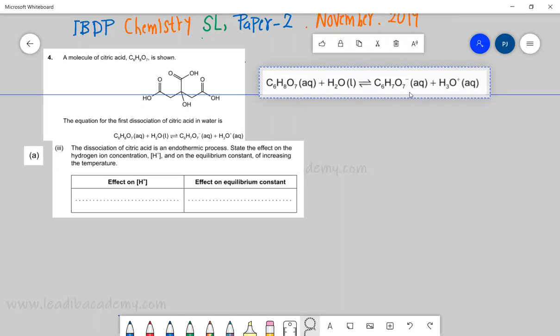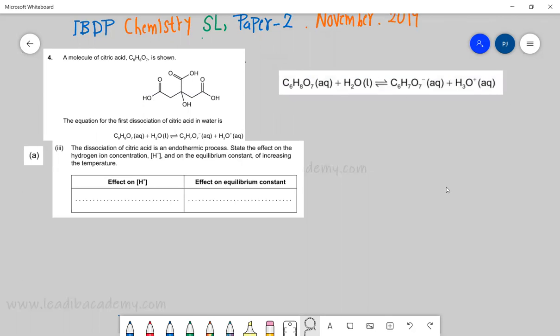Okay. So this is the reaction and this is the endothermic. Endothermic means we need to supply the heat. Okay. Endothermic, that means the change in the enthalpy is greater than 0. It is a positive one.